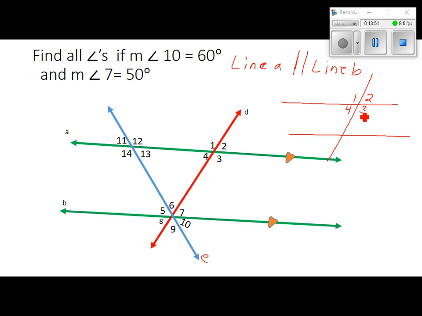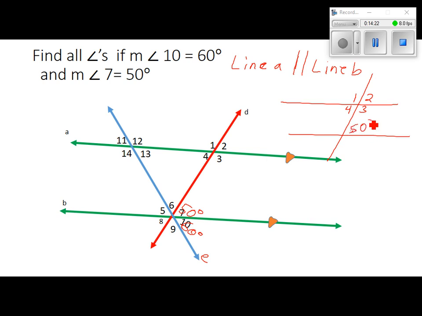Now let's see, before we go on. Angle 10 was 60 degrees, so I'm going to write that in right there. Angle 7 was 50 degrees. Now you got to be careful. Sean, can you handle being careful? When I look down here at this bottom part, what's this angle right here? 50 degrees. That's not too bad.